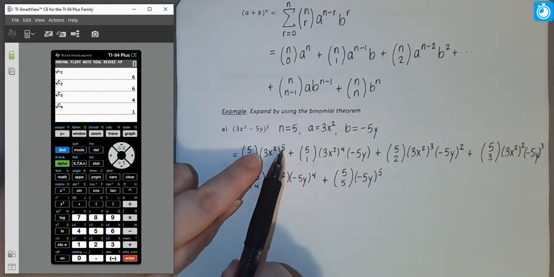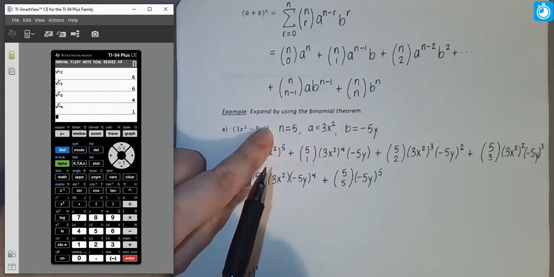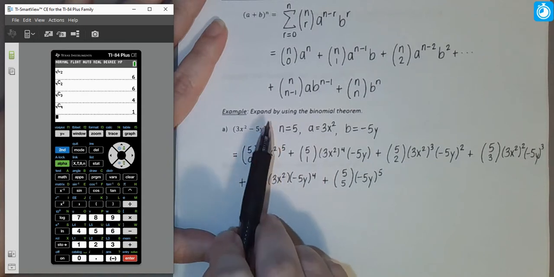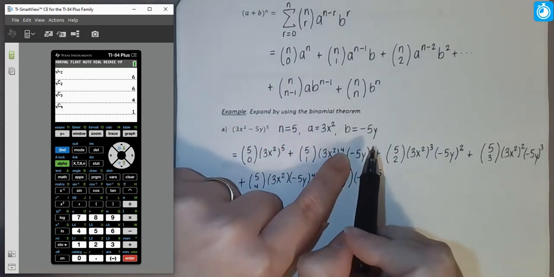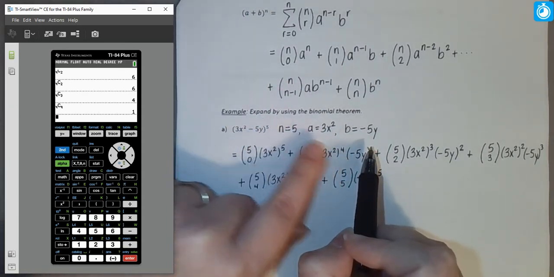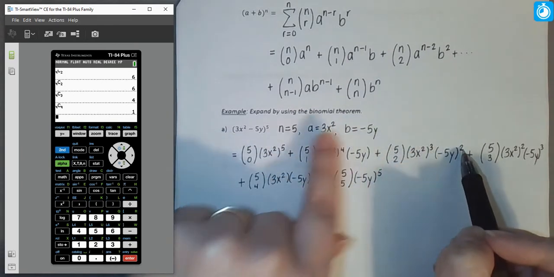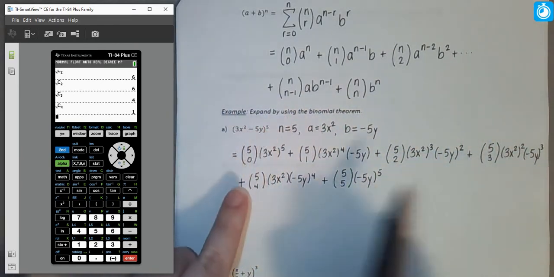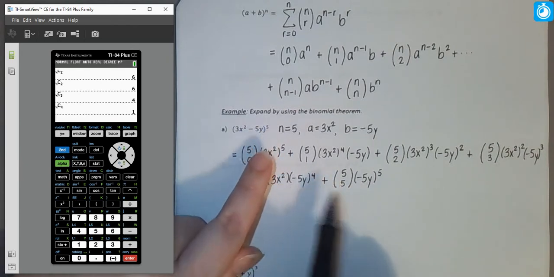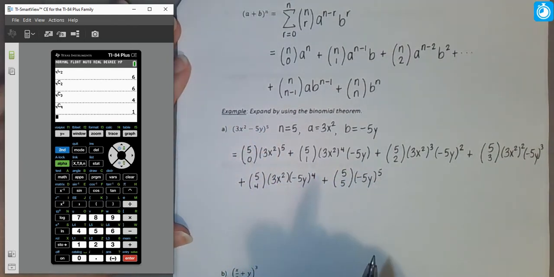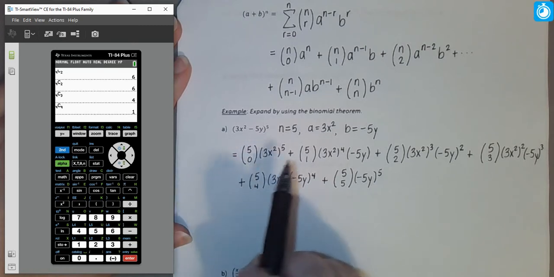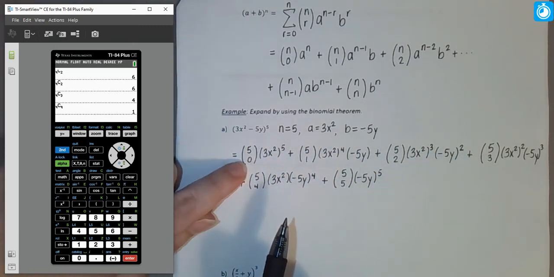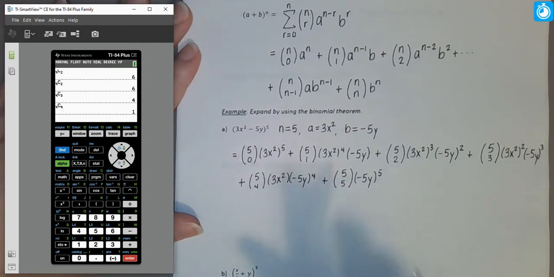So if we look at the powers of A and B, they should all add up to n for each term that we have. So 5, there's n. Okay, 4 and the understood 1, that adds up to 5. 3 and 2 adds up to 5. 2 and 3 adds up to 5. 1 and 4 adds up to 5, and then 5. So that checks out. And then our values of r increase term to term to go from 5 choose 0 up to 5 choose 5.